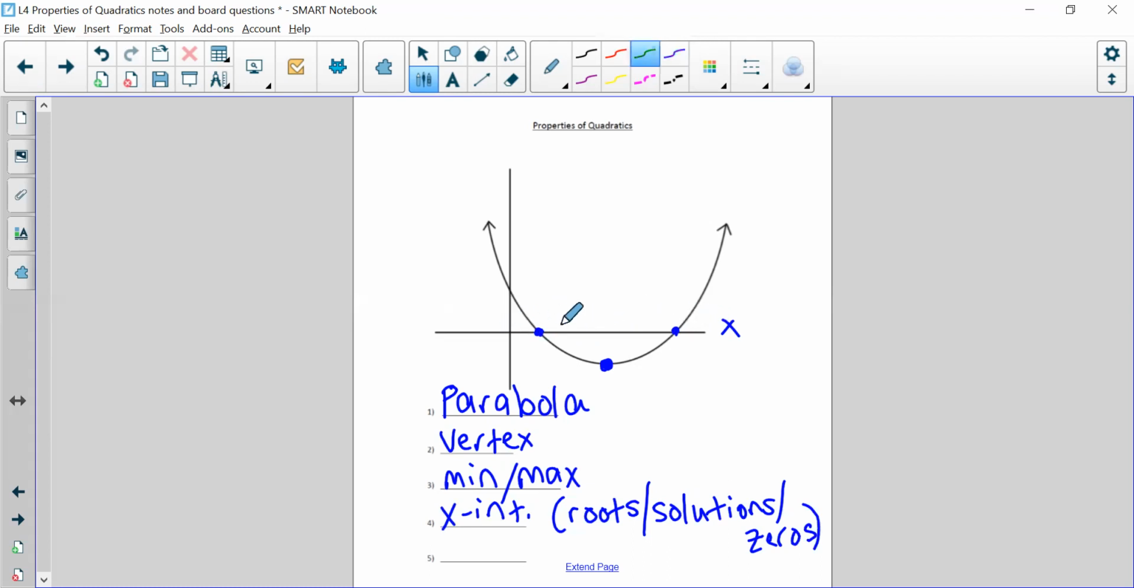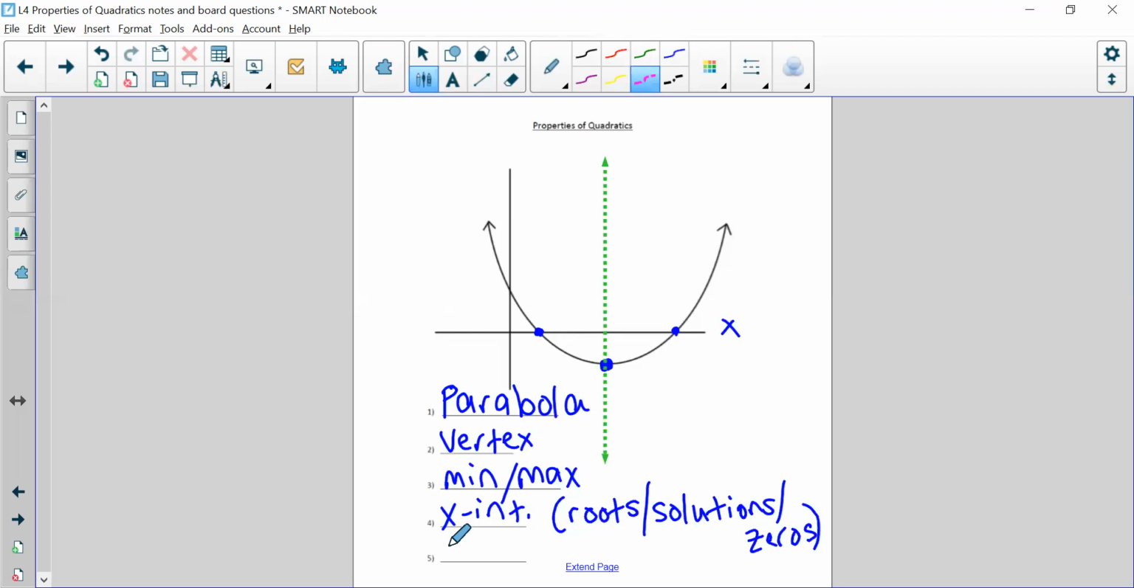Also, we talked about the fact that this is a symmetrical shape. So what would be, let me move that over, what would be the line right here that goes through the middle? Line of symmetry. Good, line of symmetry. Awesome.